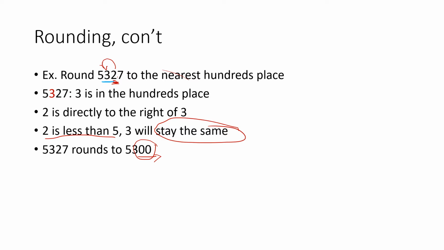Again, if the number line helps you at all, what we're just saying is we have 5,300 and 5,400. Here is 5,350. And we want to know, is 5,327 closer to 5,300 or is it closer to 5,400? Well, 5,327 is like right about there. So it is closer to 5,300 than it is to 5,400.